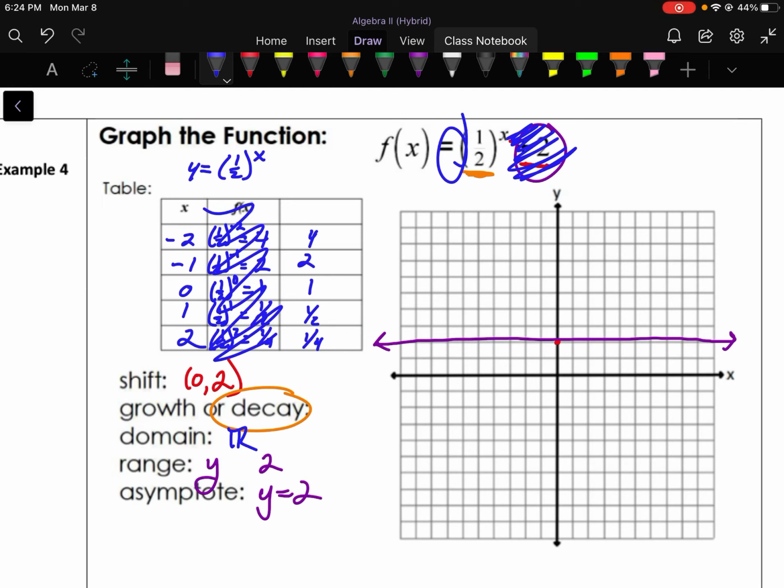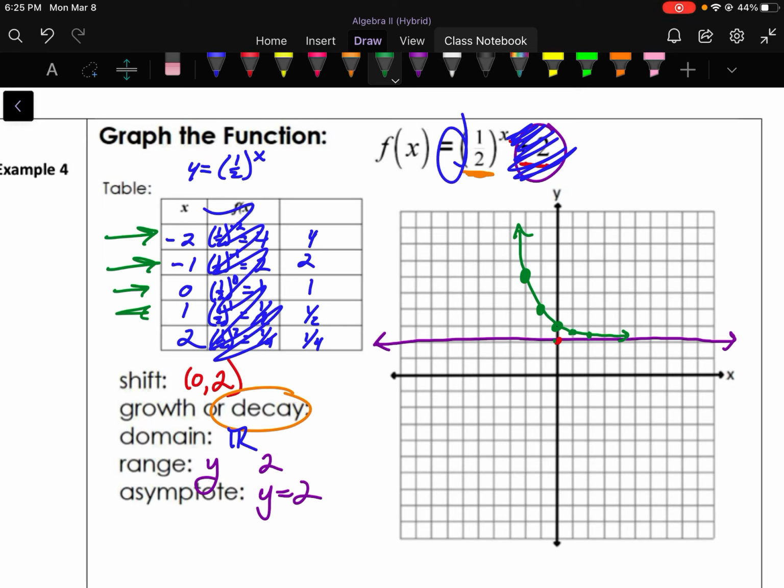There you go. Now you're plotting these points from our shift, which is 0, 2. So that means from my shift, I need to go left 2, up 4. Go back to the middle of my shift there. We're going to go left 1, up 2. And you can kind of see the general shape. 0, 1. To the right 1, up 1/2. To the right 2, up 1/4. So you can kind of see it's declining now, going forever that way.